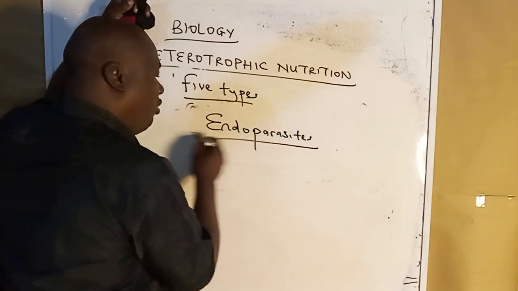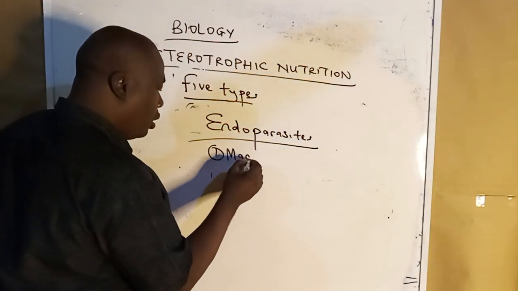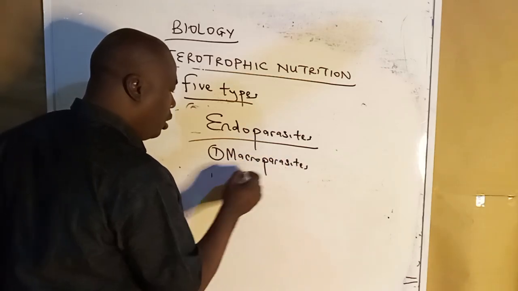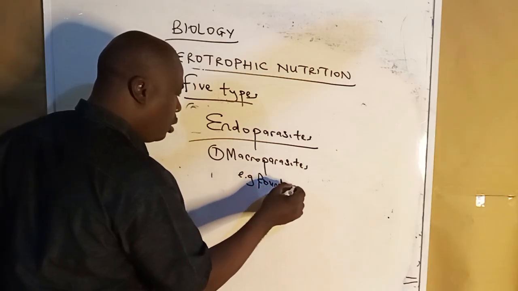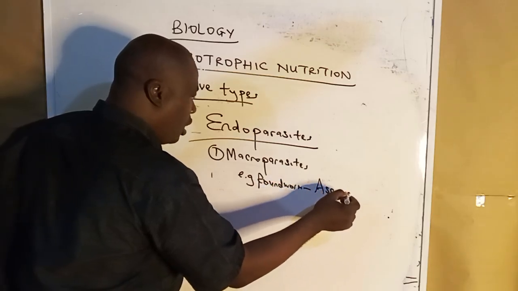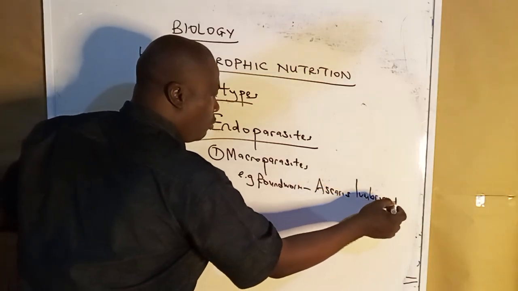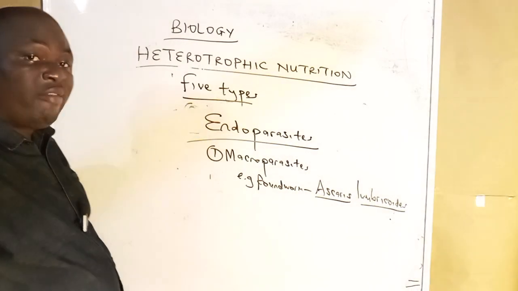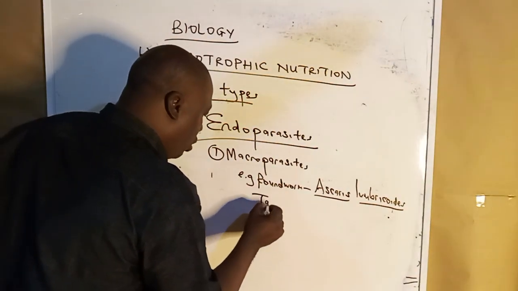There are parasites that can be seen with your naked eyes. We call them macroparasites. Some of them live inside the body, the intestine of man, for example roundworm. This is called Ascaris lumbricoides. Roundworm, Ascaris lumbricoides. Then you have the tapeworm.